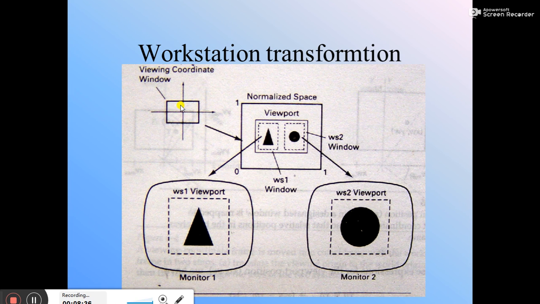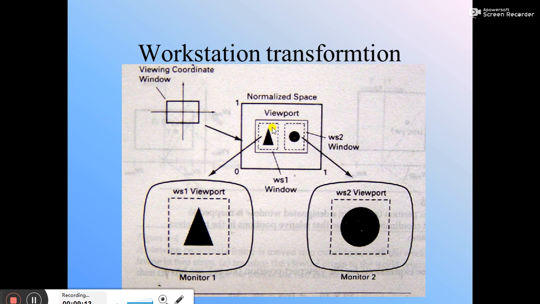And again, we can transform a single viewport, one viewing coordinate window, or it can be divided into different monitors, or different viewports. This is Windows screen 1, this is Windows screen 2, and this is WS1 window for this part with WS2 viewport. So it has been separated. This viewport has been separated into different monitors.